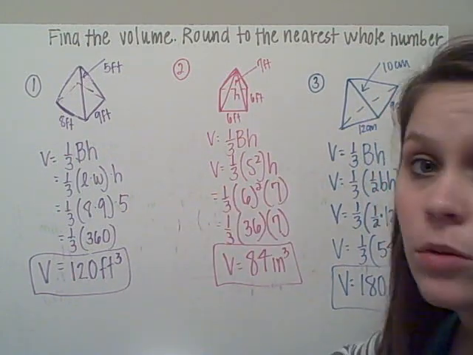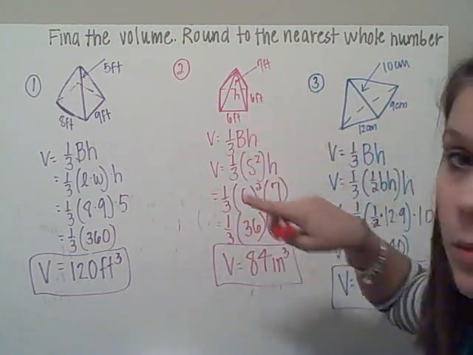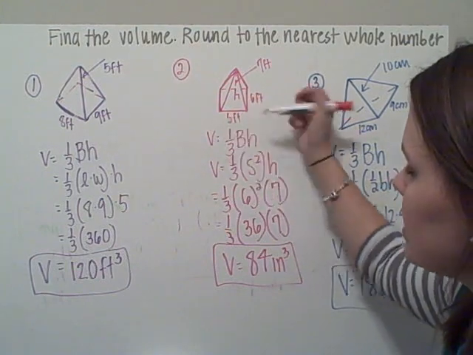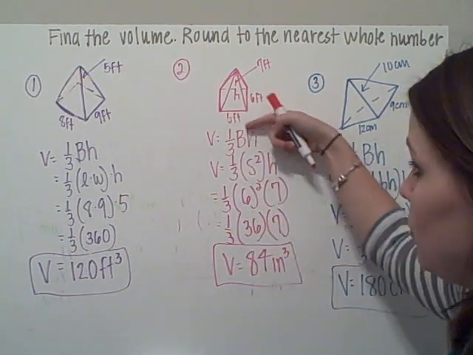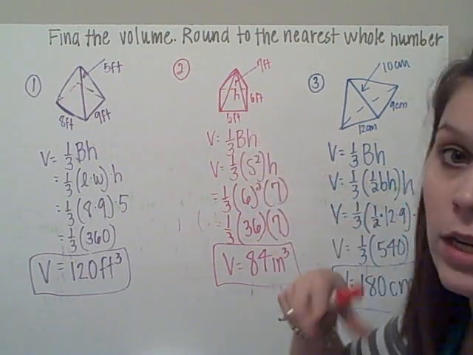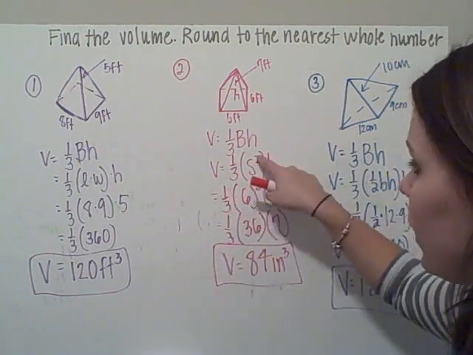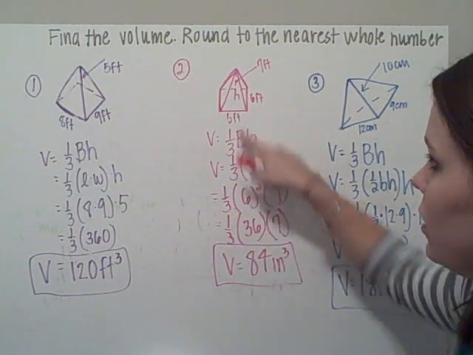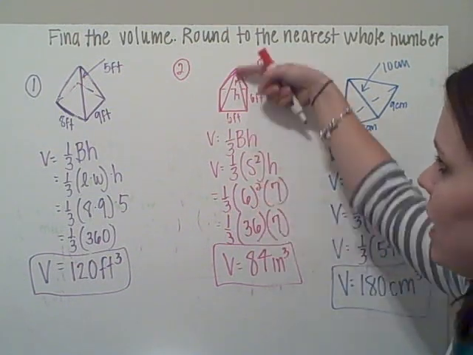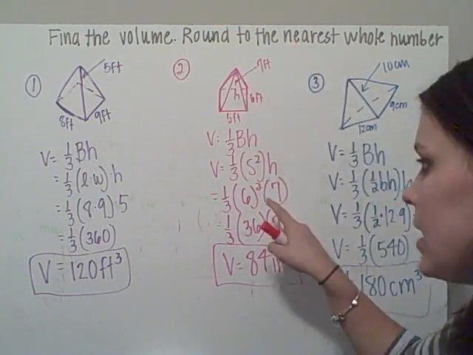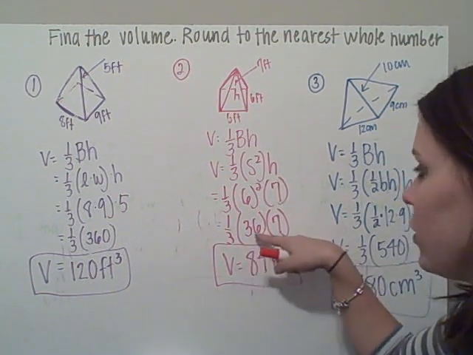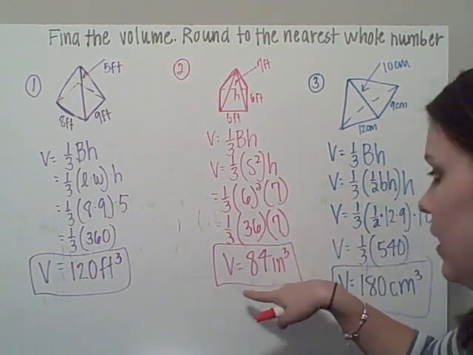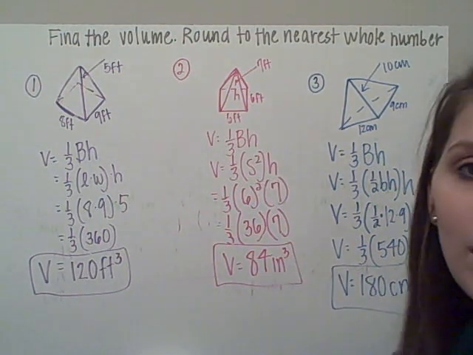Now let's look at number 2. In this one, it's also a pyramid, but we have a square base. The length and the width are the same. So we have a square base. So big B, the area of the square, is side squared. So 1/3 of 6 squared times the height of my entire pyramid, 7. Well, 6 squared is 36. So 1/3 times 36 times 7 is 84 cubic inches.